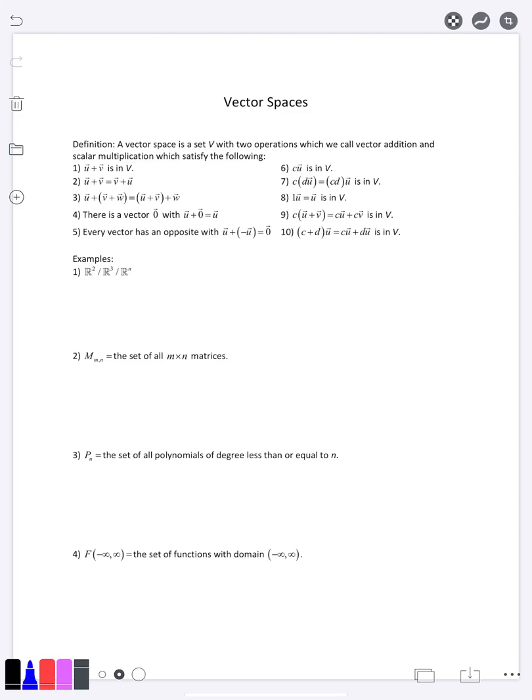However, it turns out over the years, mathematicians were studying them and said, well, hey, we see some other things that behave very, very similarly to R2 and R3. And because they behave similarly, they're going to have a lot of the same properties. And we can use the results for how things like R2 and R3 behave in order to figure out how other stranger things would behave.